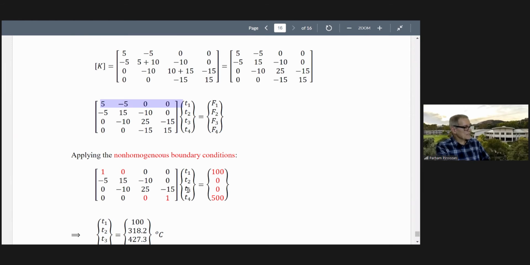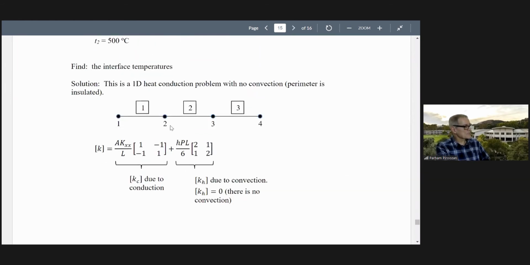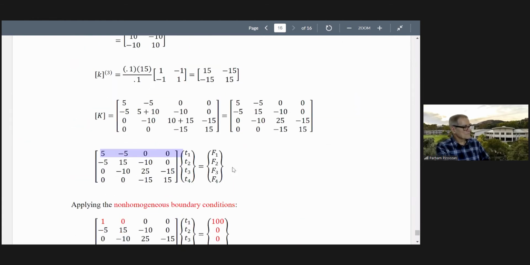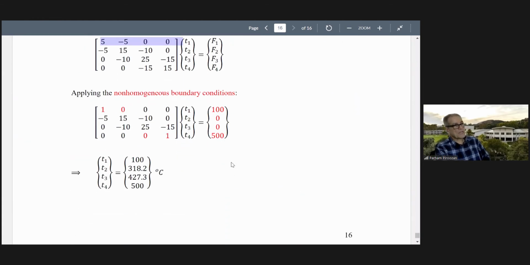Now, these are intermediate nodes, T2 and T3. You see here, these are intermediate nodes. There is nothing happening here, so they are 0. It's like in solid mechanics, there are no external forces at those two nodes, so they are 0. That's it. This is the system of equations.